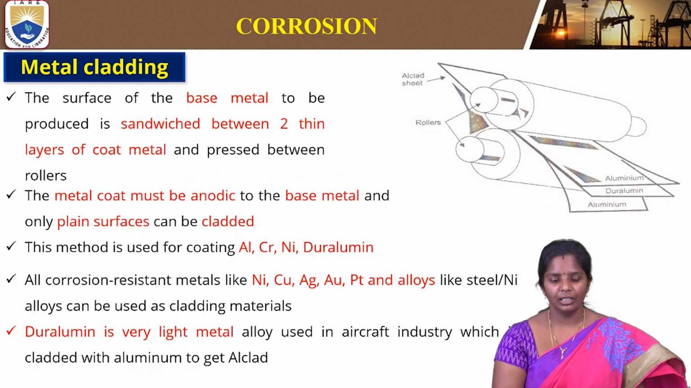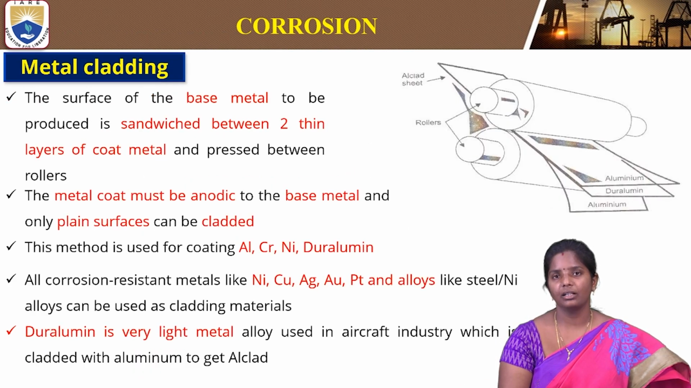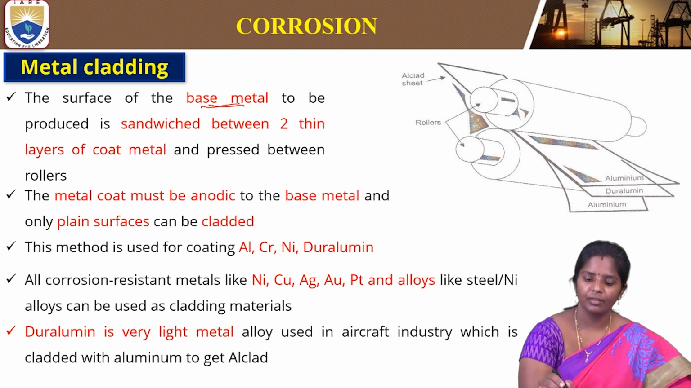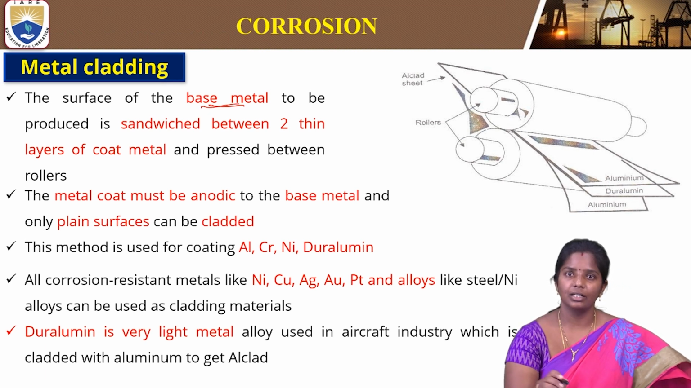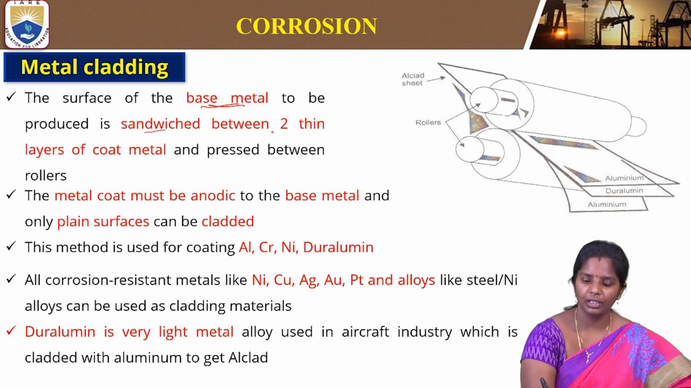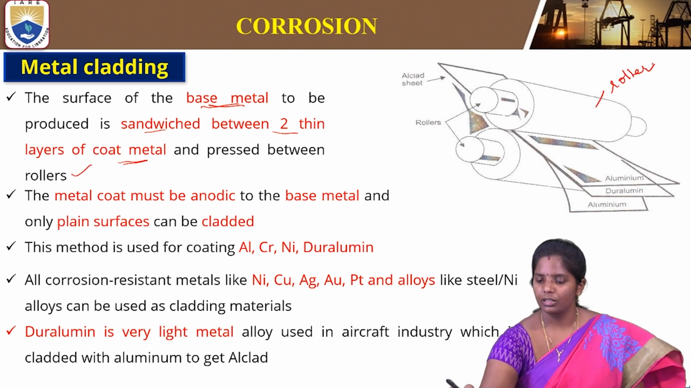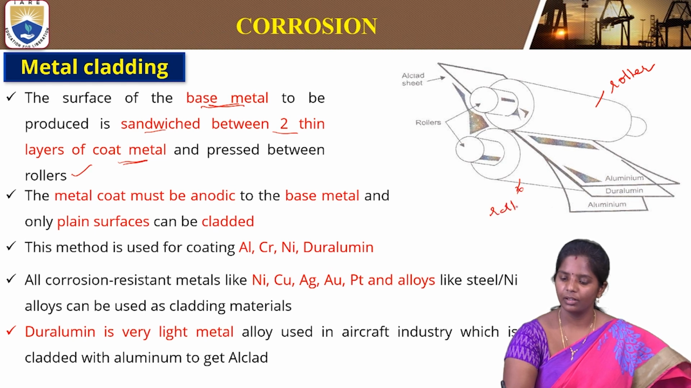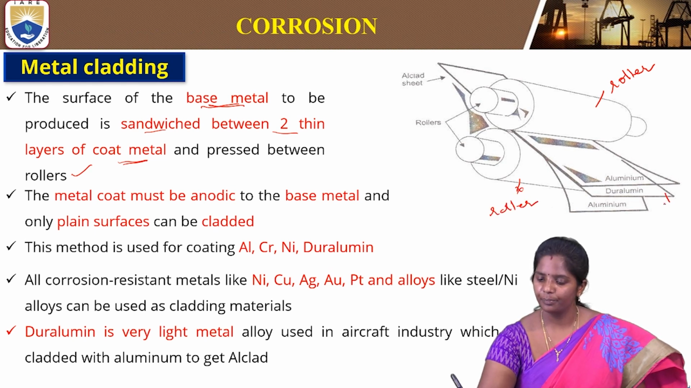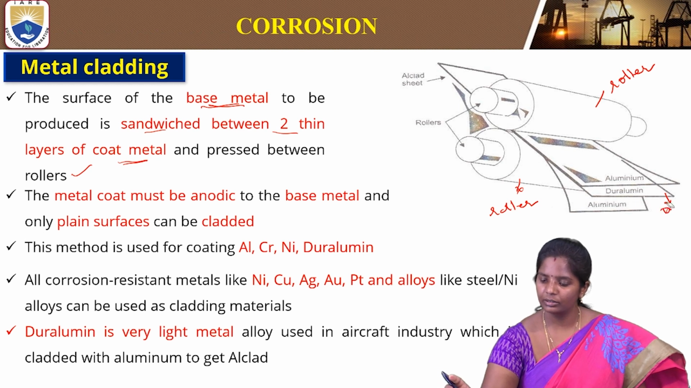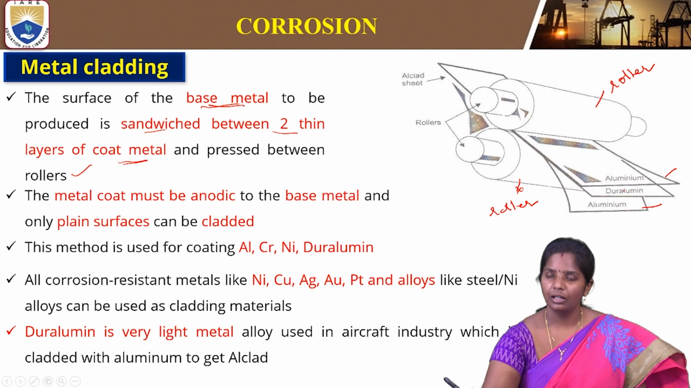Then metal cladding. In this metal cladding, the surface of the base metal used in the application, like iron or steel, is coated with the metal cladding method, wherein it is sandwiched between two thin layers of coat metal and pressed between rollers. So this is a roller. Again, this is a roller. So here is the duraluminum. It is already written, duraluminum, that is sandwiched between two other metals and pressed between rollers.